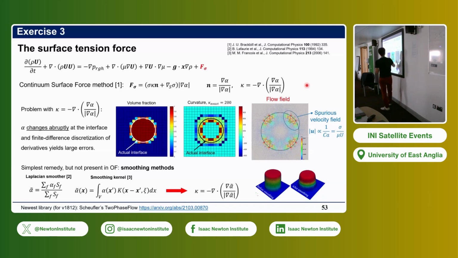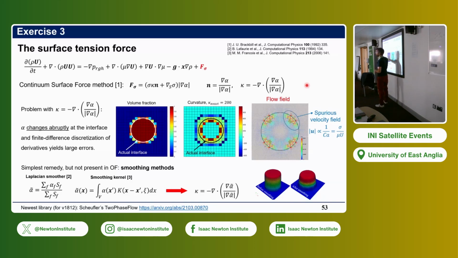The norm of the gradient of alpha, you can interpret as an interface area density. It has the unit of 1/meter: square meters of interface area divided by cubic meters of cell volume. Now, the curvature K equal to this expression is the big issue with the standard VOF, where the curvature is calculated based on derivatives of alpha.